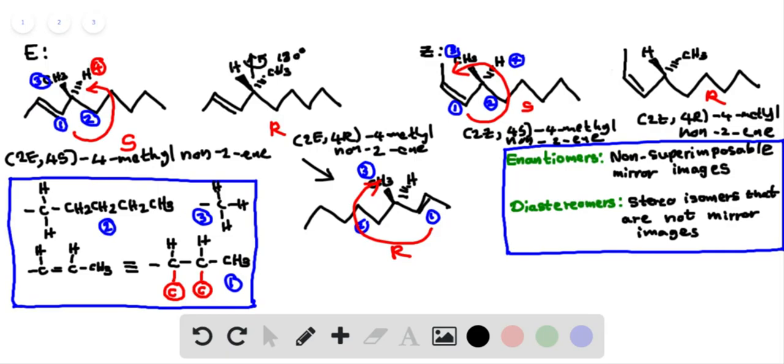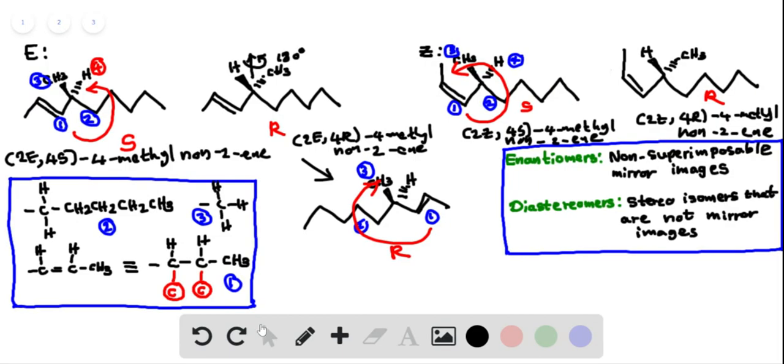This problem asks us to identify the enantiomers and the diastereomers. The enantiomers are non-superimposable mirror image molecules. So this S is a mirror image of this R, and here the S is a mirror image of R. I would like to name these molecules with letters. If you name this A, this is B, this is C, and this is D. Therefore, what are the enantiomers?